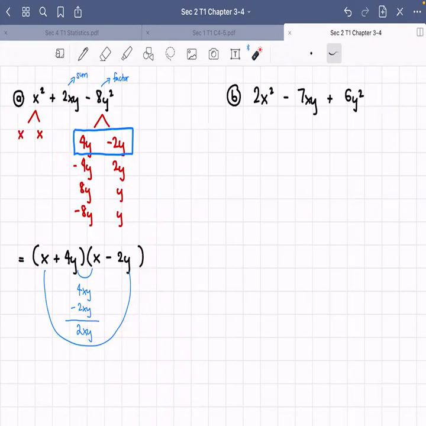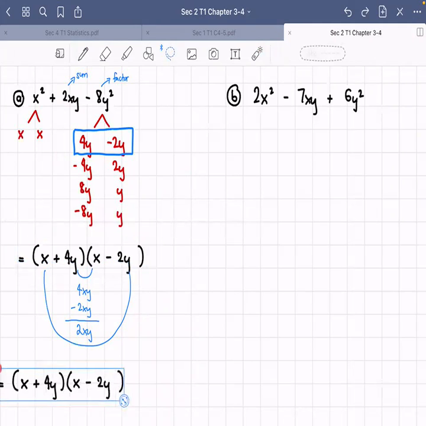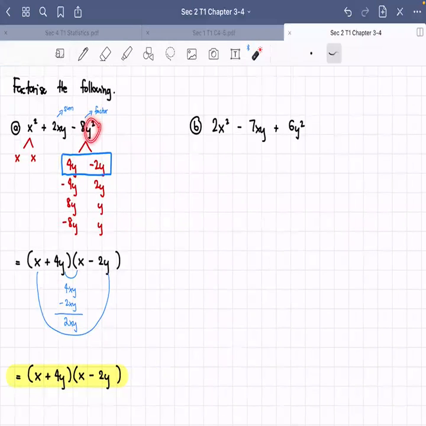So therefore your final answer here. Let me just copy this. So that's your final answer. Do you have any question with letter A? Class, the only difference from chapter 3 to chapter 4 within this kind of question is that you have y squared at the end now. Before, we don't have this. That's the only difference.